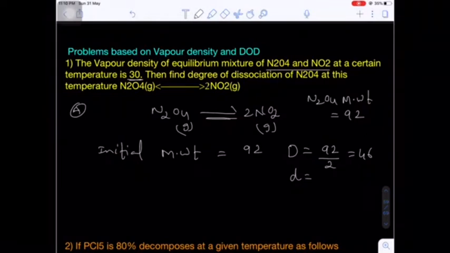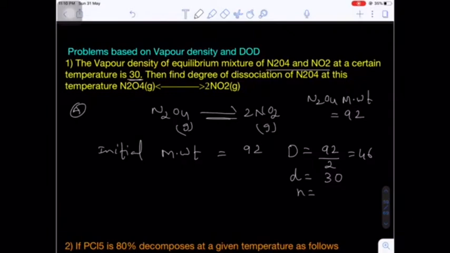Now in the question, small d is given, that is the equilibrium vapor density, 30. And what is the n value? The number of moles of product obtained from 1 mole of the reactant, that is 2 moles. So capital D we know, small d we know, and small n we know, from which we can calculate alpha.